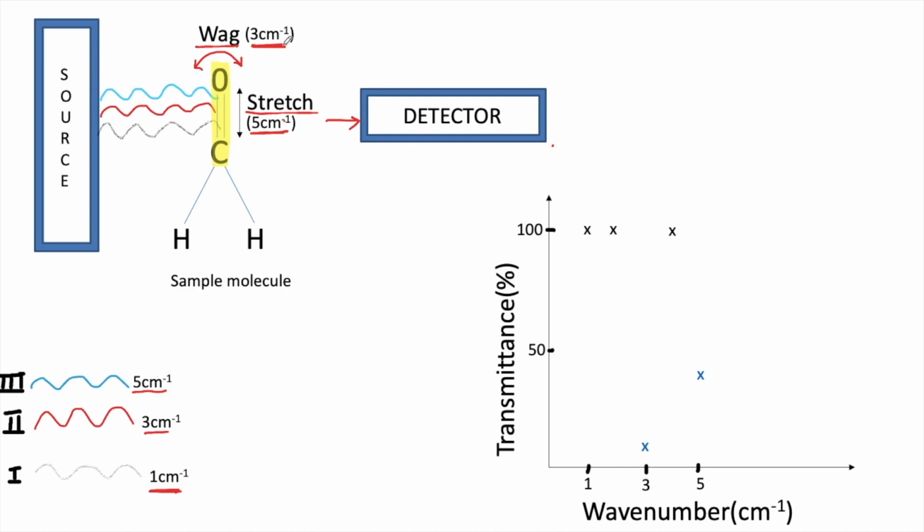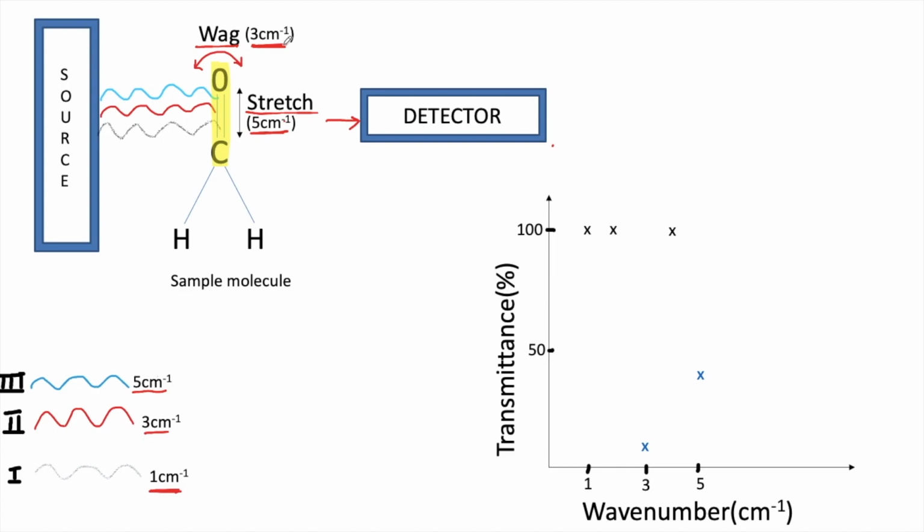So now, as the wave number of IR radiation equals the wave number for the stretching and the wagging vibrations, in this case, absorption will take place. So absorption will happen and the detector will not be able to detect any of the light. So here, we will conclude that a certain kind of absorption must have taken place.